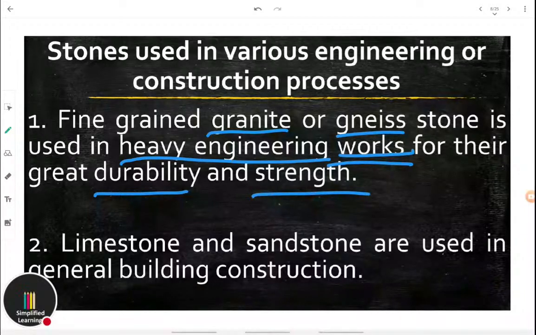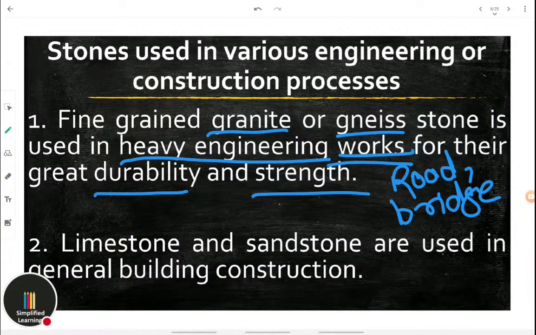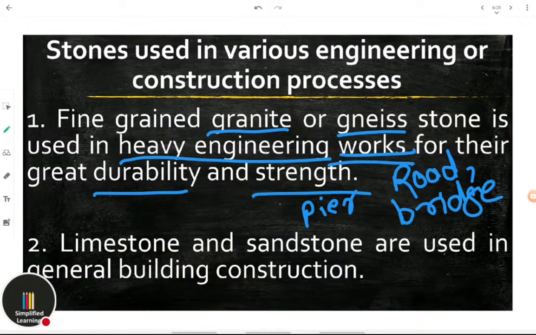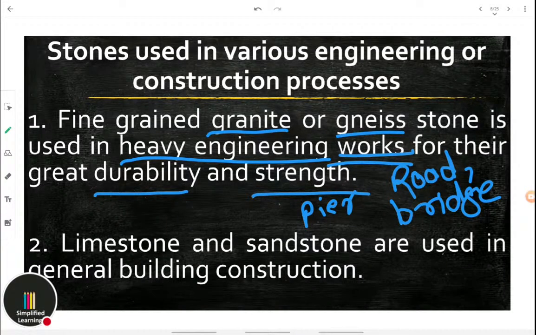Heavy engineering work means what? When we are using it in road construction, for example bridge construction, or in piers of the bridge, or a dock or a harbor. All these kinds of projects require a material which is durable, strong, doesn't get broken easily, means it has good strength and good structure. These properties are provided by igneous rock. That's why we are going for igneous rock in case of heavy engineering works.